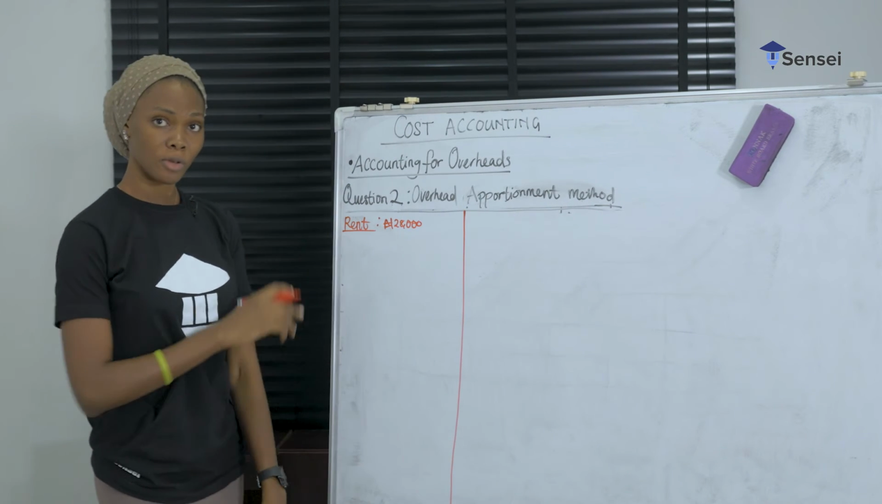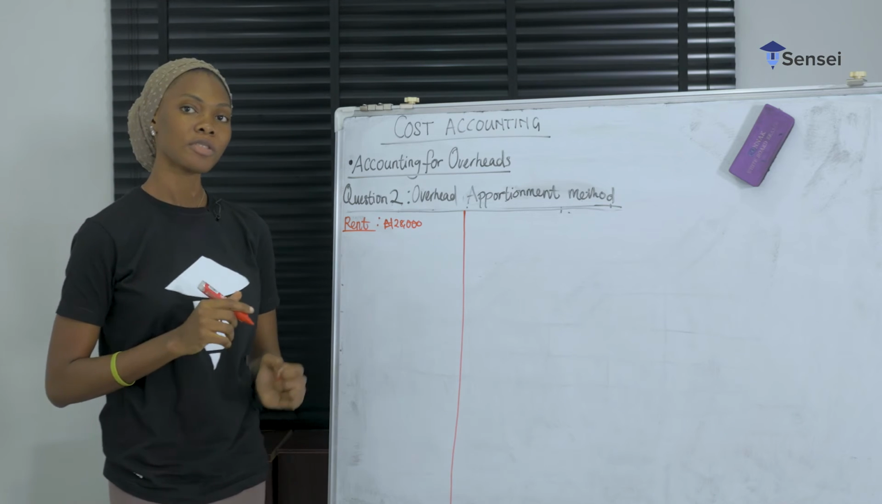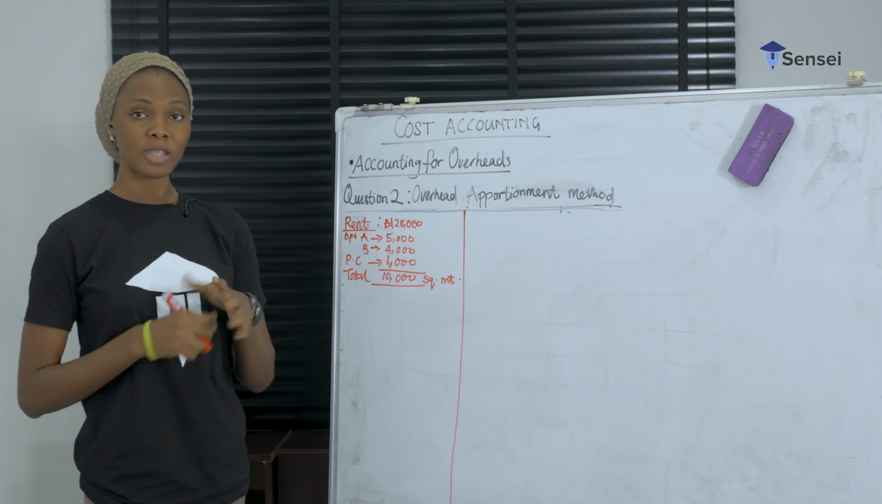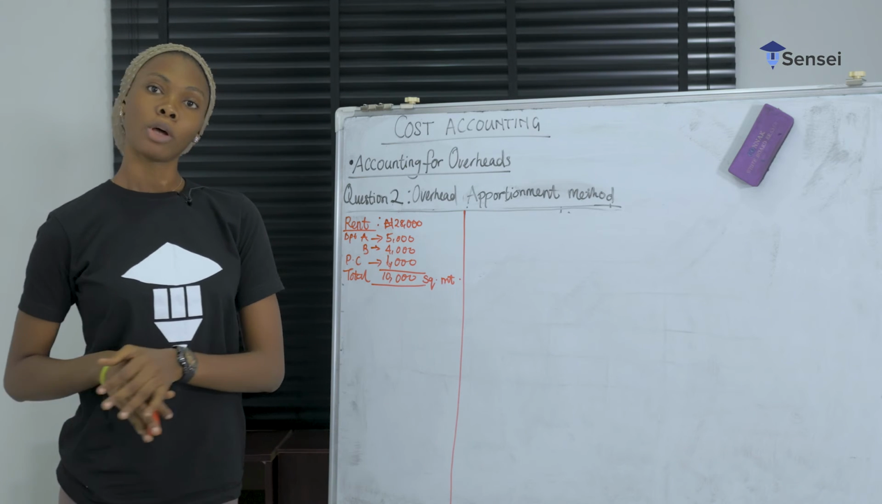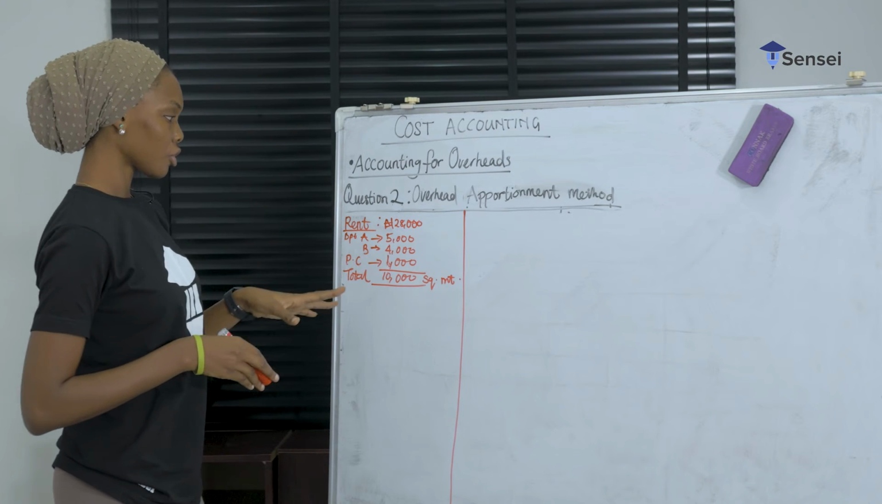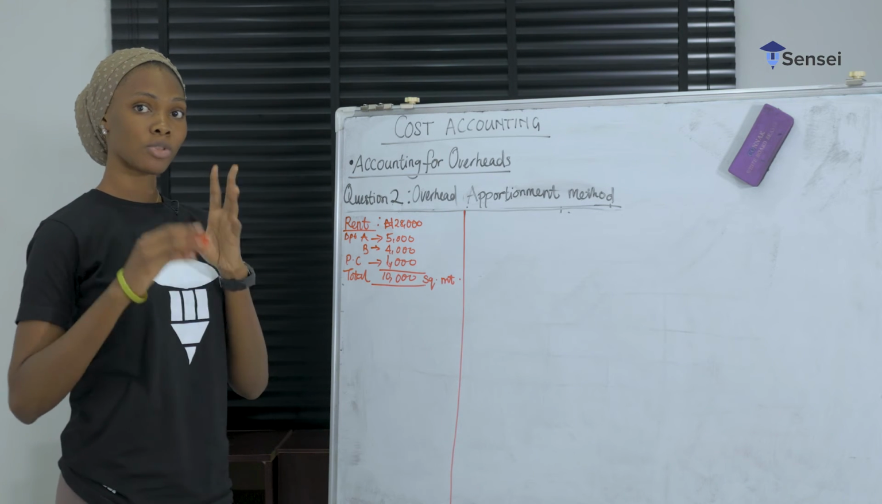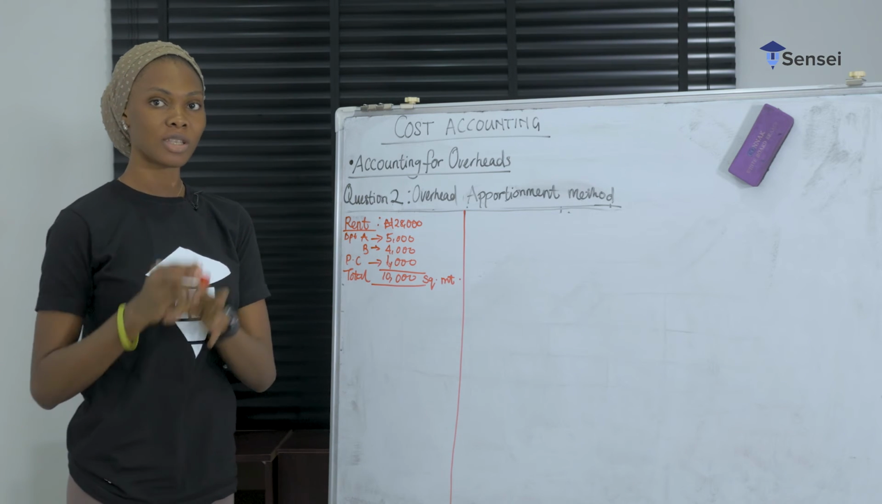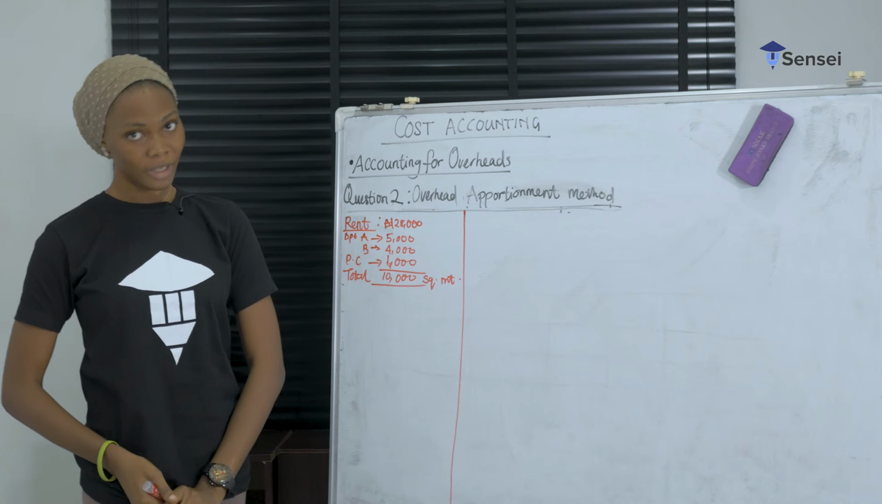Rent has a total cost of 28,000, and we have to use the areas in square meters to explain. The answer to the question is being displayed on the screen right now, and the next thing we have to do is to show the calculations and how we're able to share the total overhead costs among these departments using the basis of apportionment provided in the question.